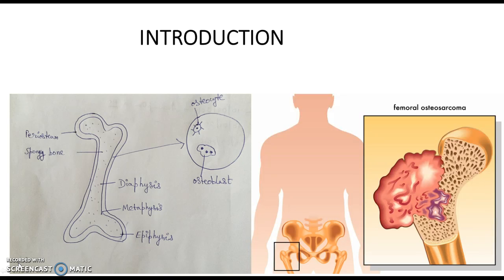Here is an image of a thigh bone, also called the femur. The epiphysis, or the end part of the femur, shows an abnormal, irregular growth expanding and protruding out. So this is definitely not a normal bone, and this expanding tissue is nothing but a bone tumor.